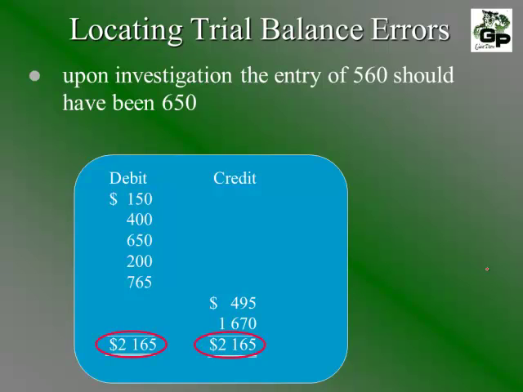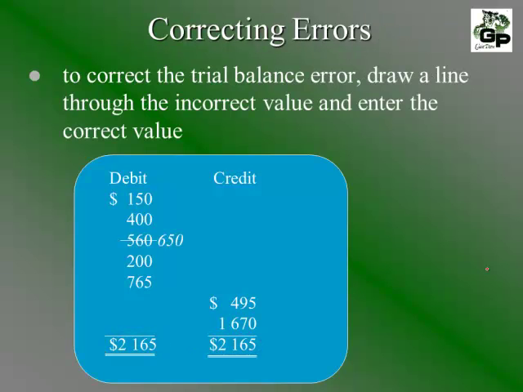But as we check these out, we find that the 560 that was written should have actually been 650, because when we transpose these, the difference is 90. And so once we cross out the incorrect value of 560, we get the new correct value, which is 90 more, and that will make a total of 2,165 for the debits, which matches the credits. So we have found the error in this example.